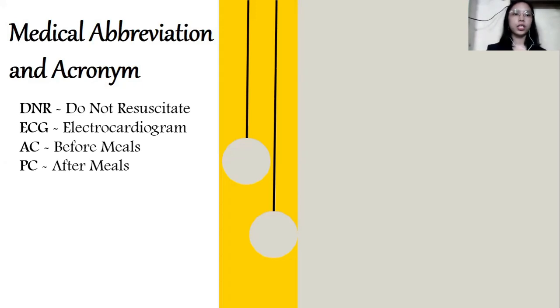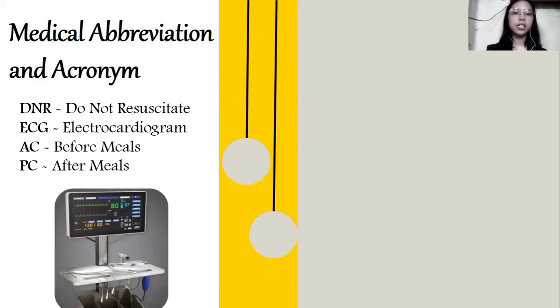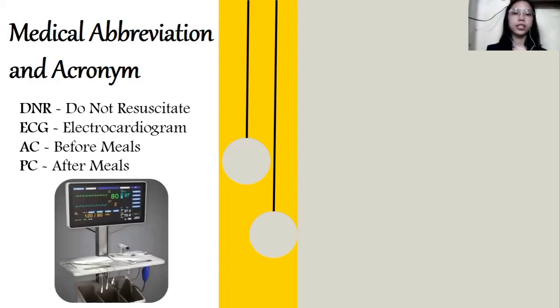Next is ECG, electrocardiogram. An ECG machine records the electrical signal from your heart to check for different conditions. Sensors attached to the skin are used to detect the electrical signals produced by your heart each time it beats.